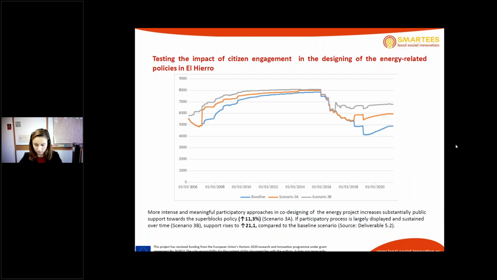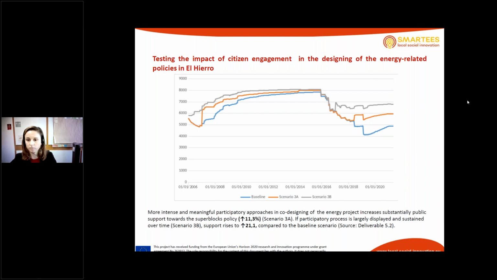But what is very interesting is that if participatory processes are largely displayed and sustained over time, the support rises in a more substantial way, even if participatory processes engage not only typical or usual stakeholders like trade unions and local associations that are usually involved in the formal participatory strategies that most cities currently develop. But if an intense participatory approach aims to involve normal citizens, residents in the neighborhood, for example, the support towards superblocks increases so much.